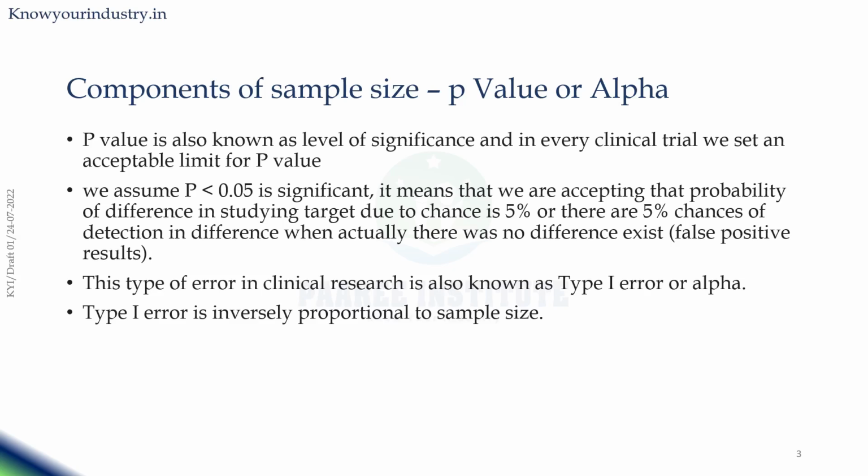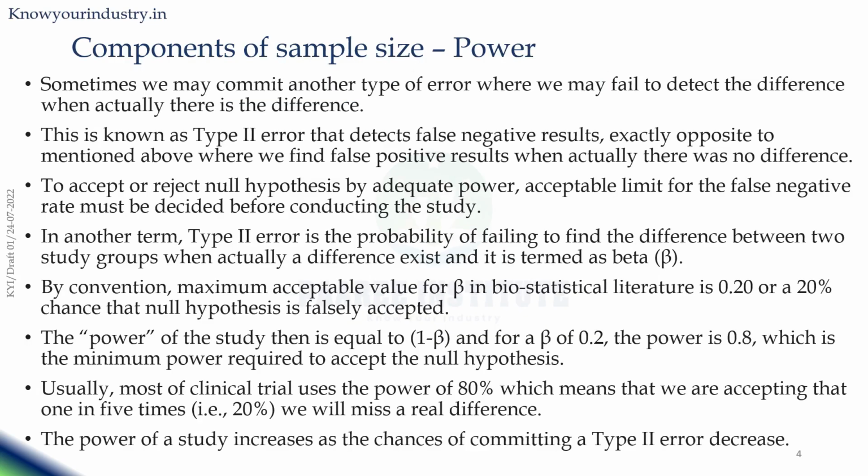Type 1 error is inversely proportional to the sample size. The next component of sample size is power. Sometimes we may commit another type of error where we fail to detect a difference when actually there is a difference. This is known as type 2 error, which gives false negative results, exactly opposite to the above, where we find false positive results when actually there was no difference.